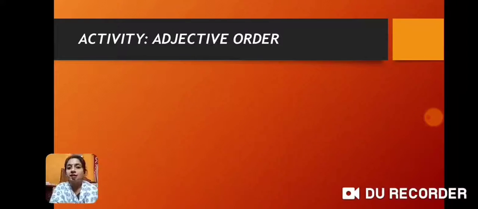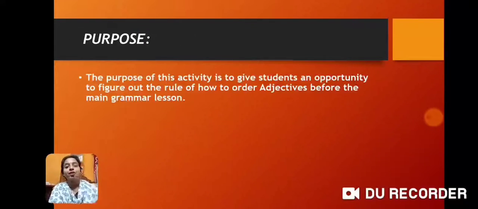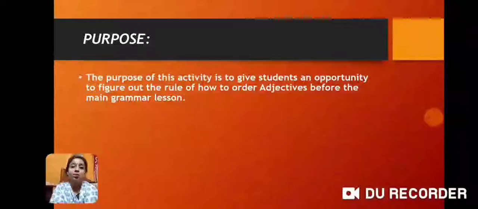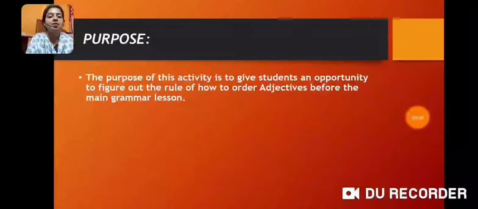Then let us start with today's activity. In this activity we will talk about adjective order. So let me first tell you the purpose of this activity. The purpose of this activity is to give students an opportunity to figure out the rules of how to order adjectives before the main grammar lesson.